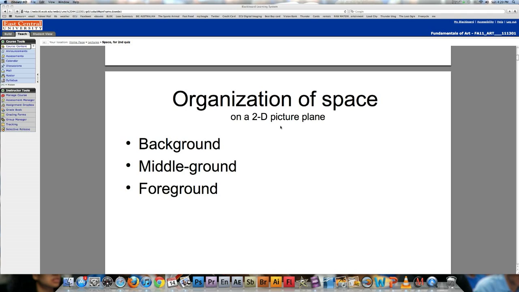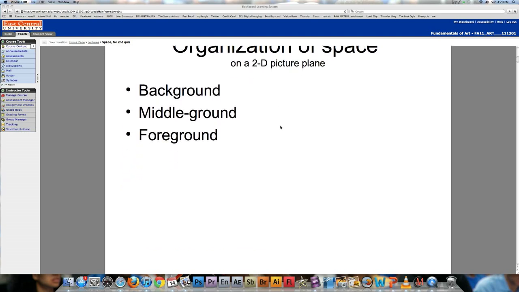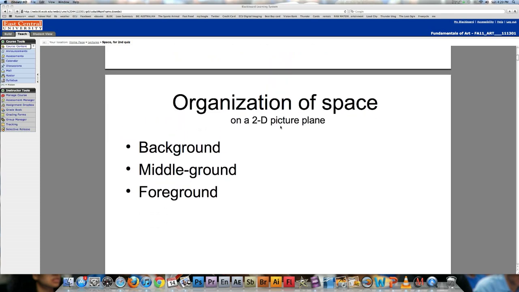The most basic way to organize space on a two-dimensional picture plane is using these three different areas of space: background, middle ground, and foreground. And of course, you can all probably guess which is what. Background is something that's behind everything. Foreground is something that's in front of everything. And the middle ground is what's in between the background and the foreground.